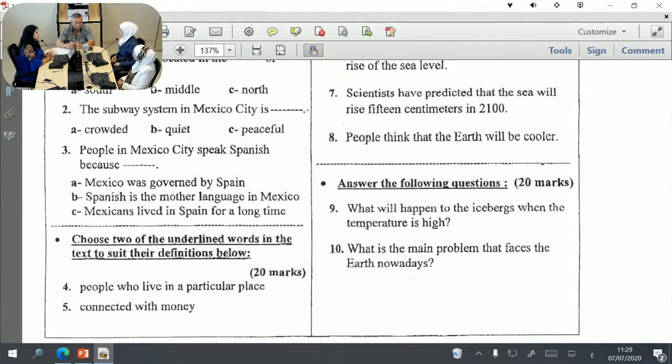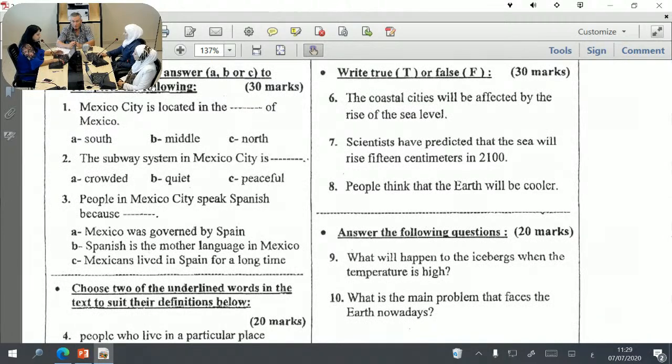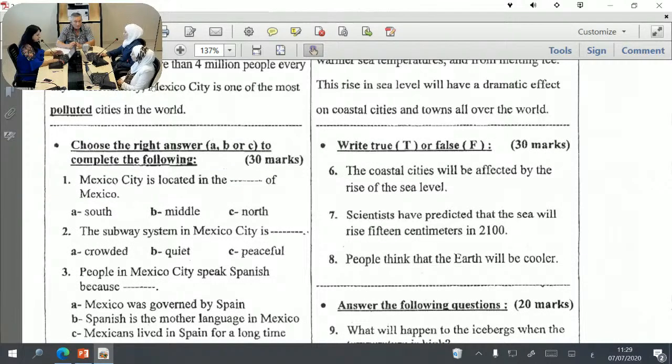Yes, only the word. Can we see the second part, Ms. Sabrine, again? For 9 and 10, it's better to write a complete answer. Sometimes they write a short answer or only 1 or 2 words. Before 9 and 10, we have 6, 7, 8.